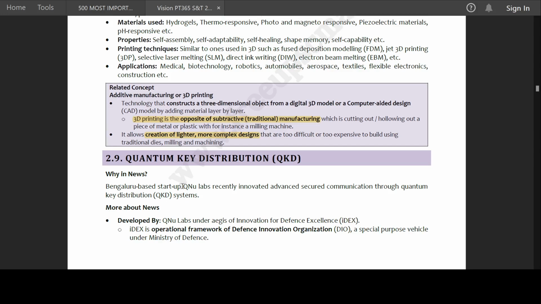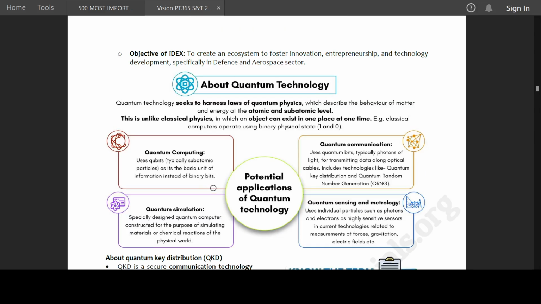Quantum key distribution. Bengaluru-based startup QNu Labs recently innovated advanced secured communication through quantum key distribution systems. About quantum technology. Quantum technology seeks to harness the laws of quantum physics, which describe the behavior of matter and energy at the atomic and subatomic level.